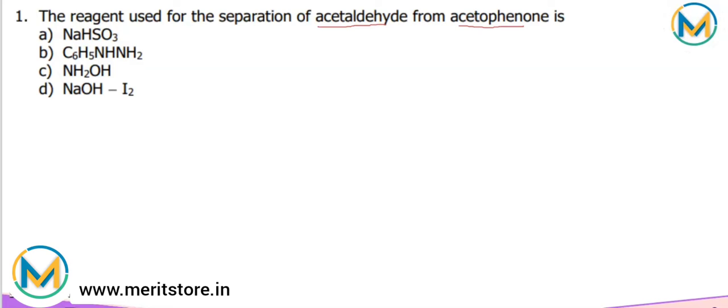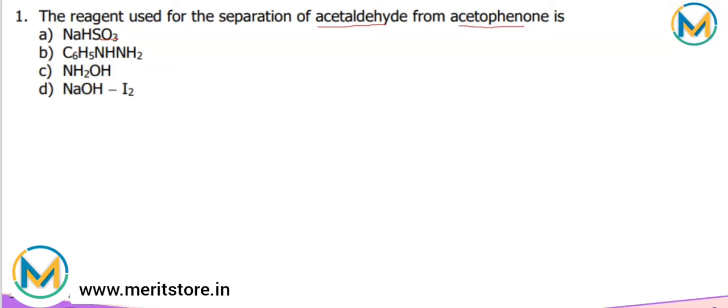So look at the first option, that is NaHSO3. It gives an addition reaction with aldehydes and only aliphatic ketones. Acetophenone is an aromatic ketone, so it does not give the addition product with NaHSO3. Aldehydes form the addition product with NaHSO3, which on treatment with acid or base gives the aldehyde again.